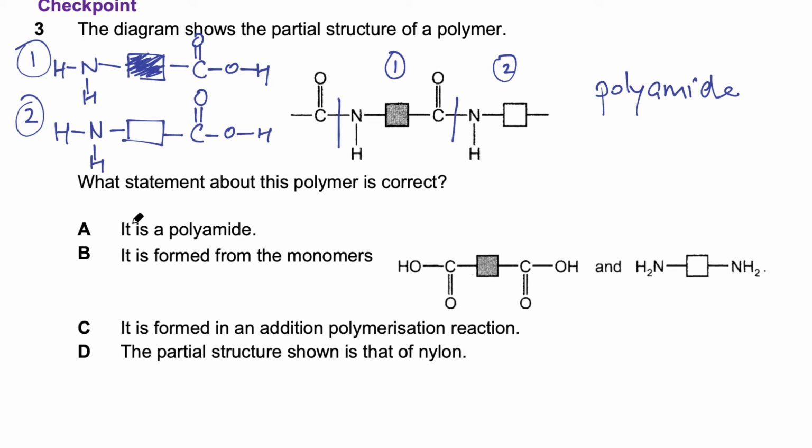Let's look at the options. It is a polyamide, yes. It is from the monomers this and this. No, that is not correct. This is actually a condensation polymerisation reaction. The structure is not nylon, because for nylon, you are using a dicarboxylic acid and a diamine. This is not the case.